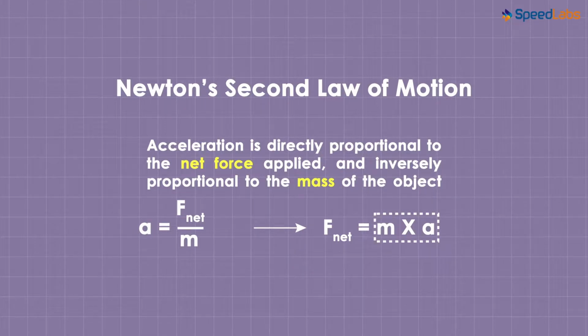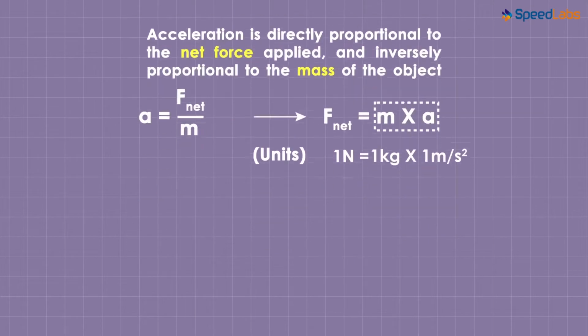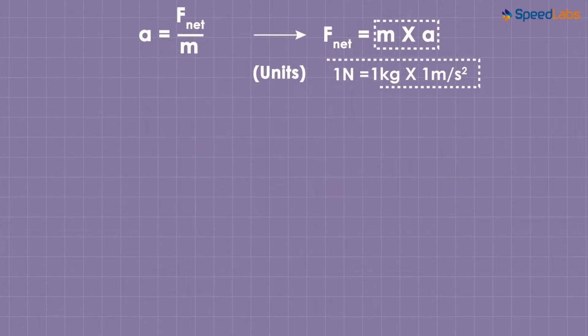With this, can you tell me the units of force? That should be easy. The standard unit of mass is kilograms, and that of acceleration is meters per second squared. So the unit of force is kilograms times meters per second squared. And this is what we call a Newton. 1 Newton is 1 kilogram times meters per second squared.